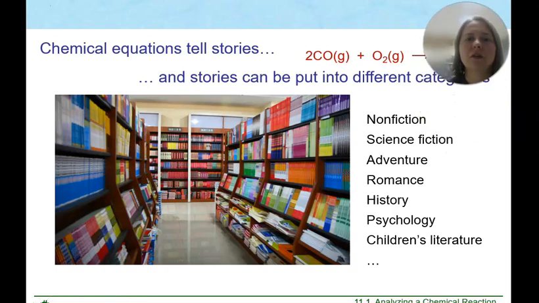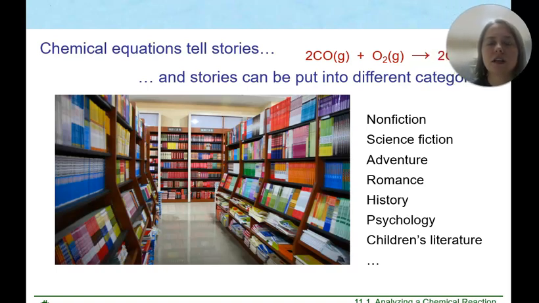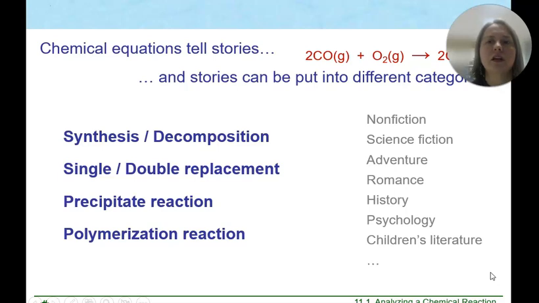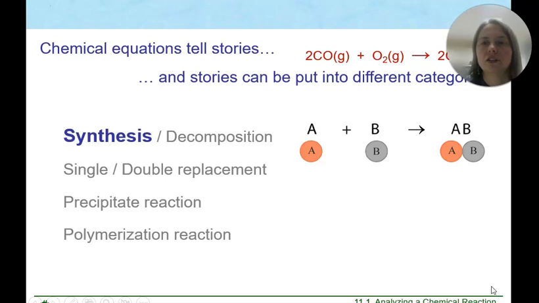And we can put the stories into different categories, just like we can put stories into nonfiction, science fiction, adventure, romance, history, psychology, children's literature. We can put the stories of chemical equations into different categories, like synthesis, decomposition, single replacement, double replacement, a precipitate reaction, a polymerization reaction, an acid-base reaction, a combustion reaction, and so on and so forth. So just a quick review, we know synthesis, A plus B equals AB.